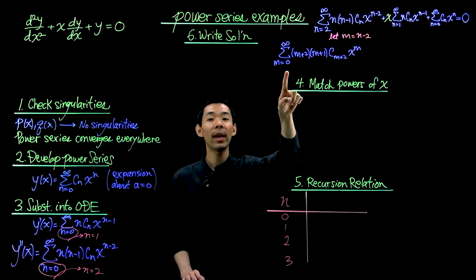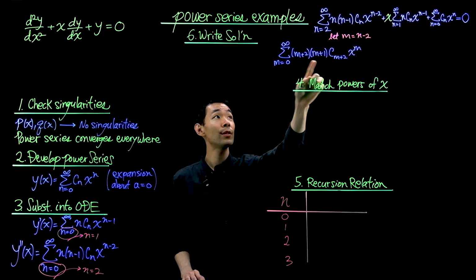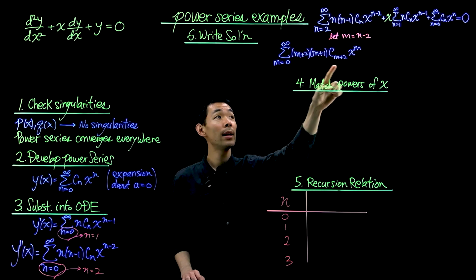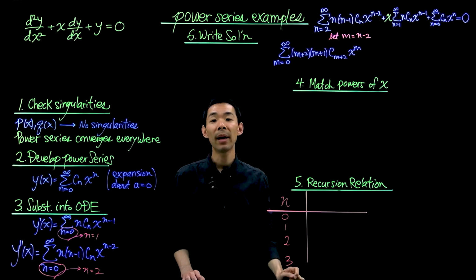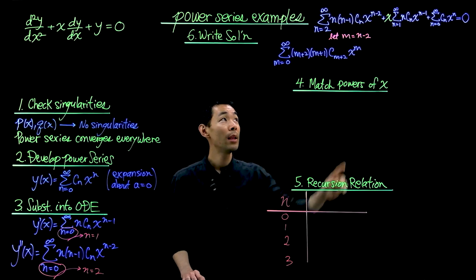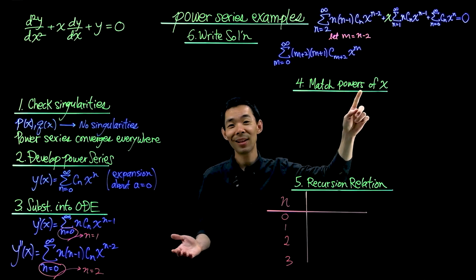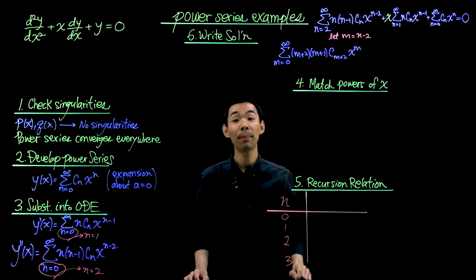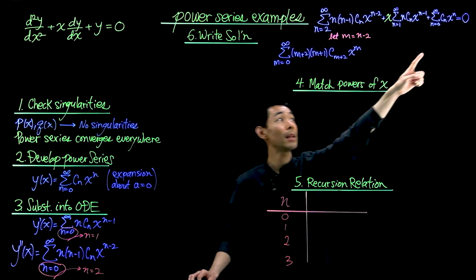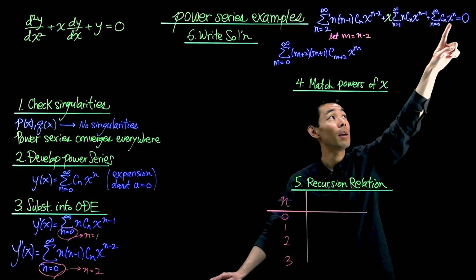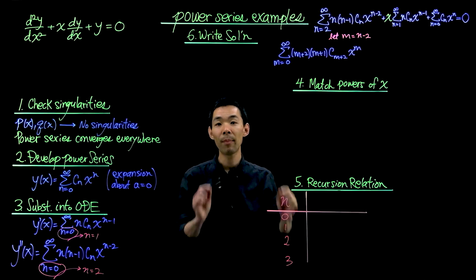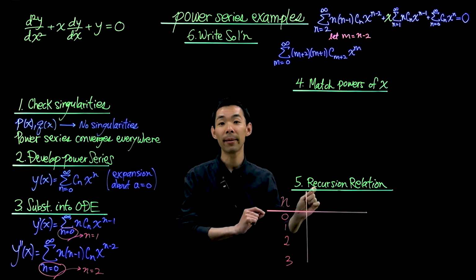So the lower bound became m with 0. The first two indices became m plus 2, m plus 1. And over here, we just have c sub m plus 2. And now, as we constructed, we have x to the m power, which is on the same footing as the last term over here, x to the n power. So we have a polynomial of equal footing.